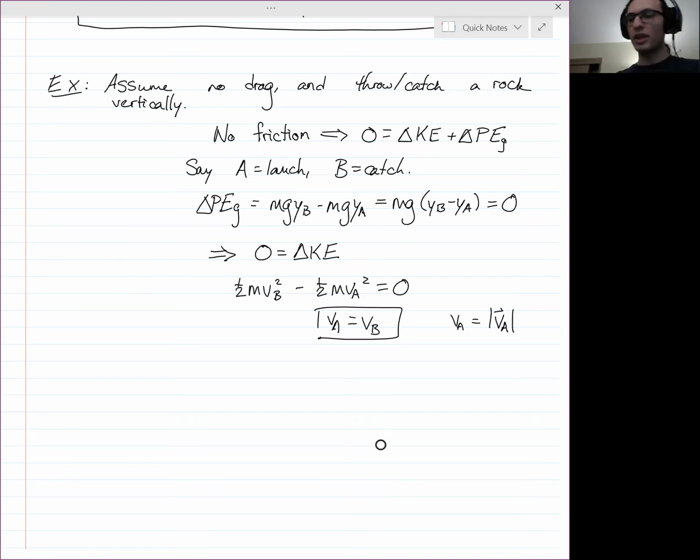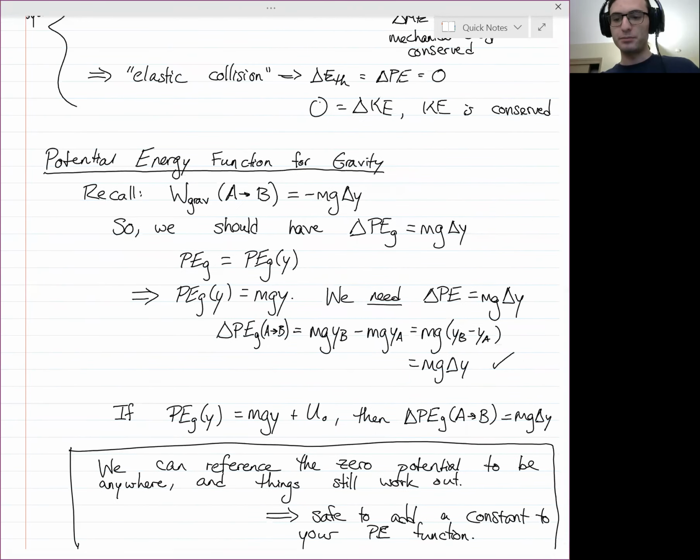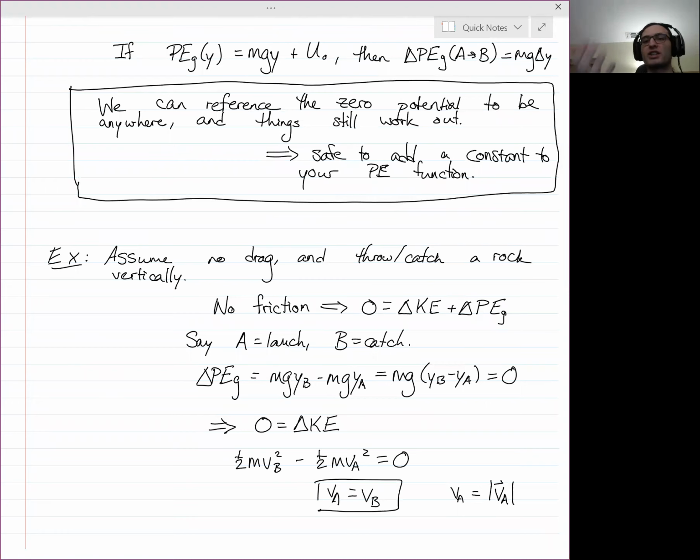Right, so last time we were talking about the potential energy function for gravity. I gave a very quick example. This is throwing a rock vertically and catching it.